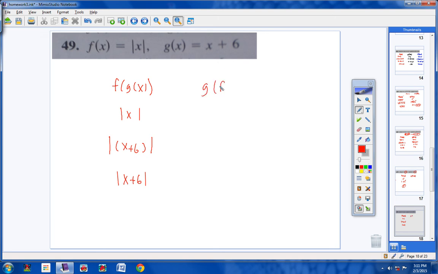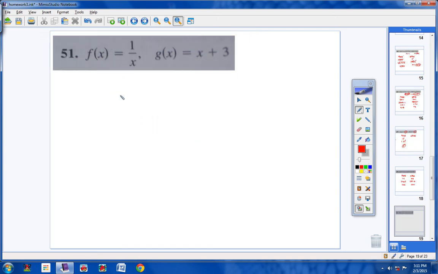Now, g of f of x. Alright, g function comes first. Then where the x is, put a parentheses. And then pick up your f function, put on the inside, so the absolute value of x. So your final answer is the absolute value of x plus 6. And of course, again, the domain would be all real numbers, okay? Alright, moving on to number 51.